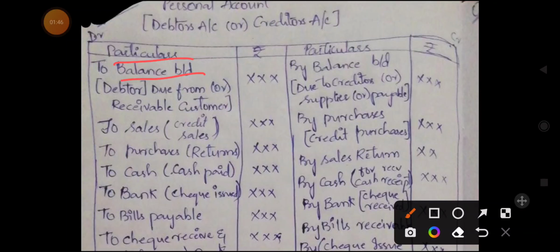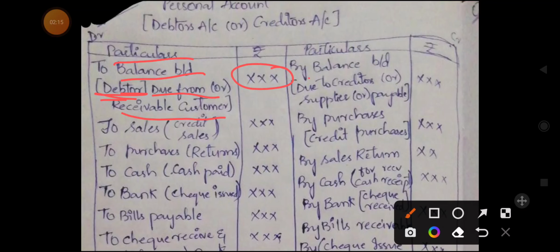On the debit side, to balance brought down. If that balance is due from, or receivable from, the customer, then if the amount is receivable we will write it on the debit side. When the question says money is to come to us, or says due from, we write it on the debit side. And if they say debtor, then also it starts with the debit balance.